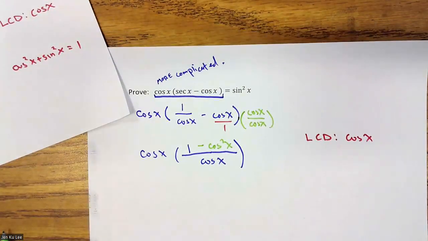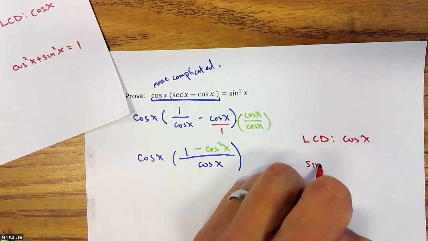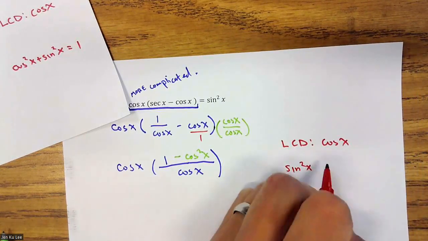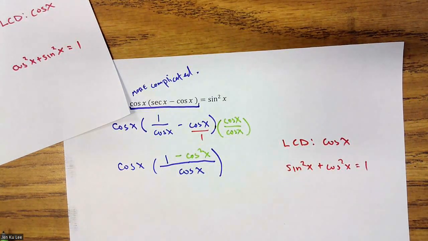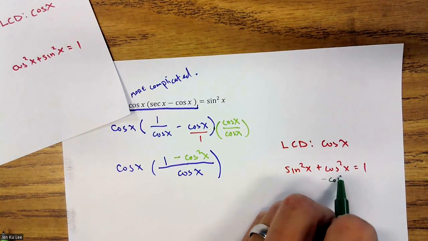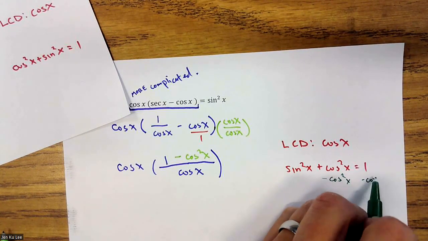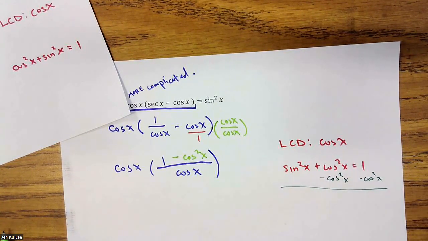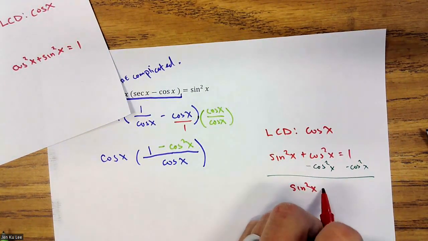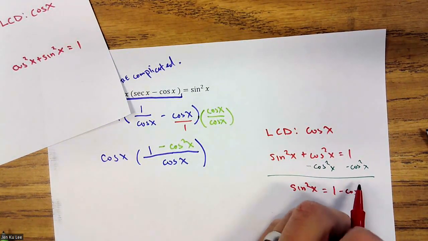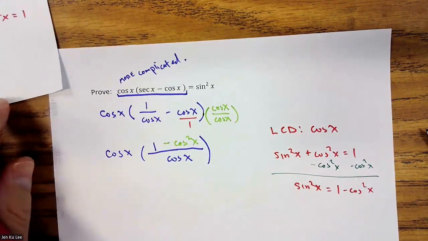So sine squared x plus cosine squared x equals 1. If I subtract cosine squared x from both sides, I would have sine squared x equals 1 minus cosine squared x, right?